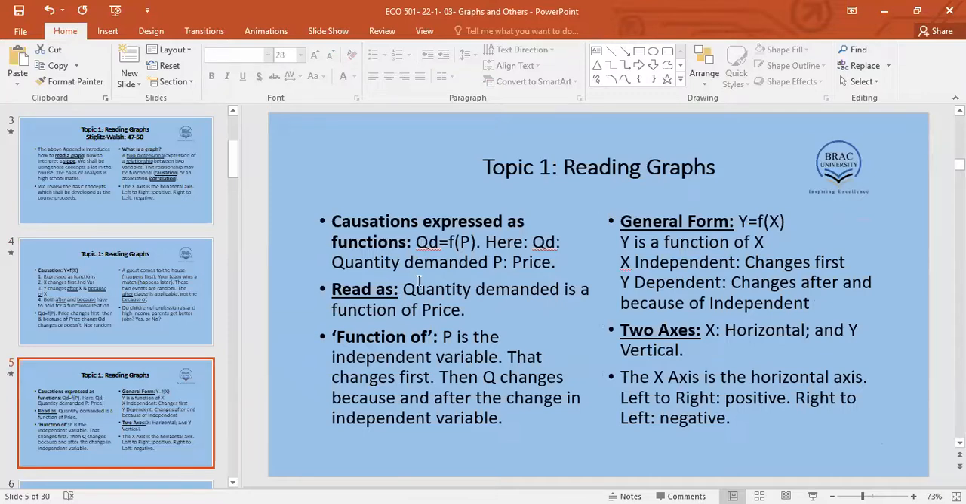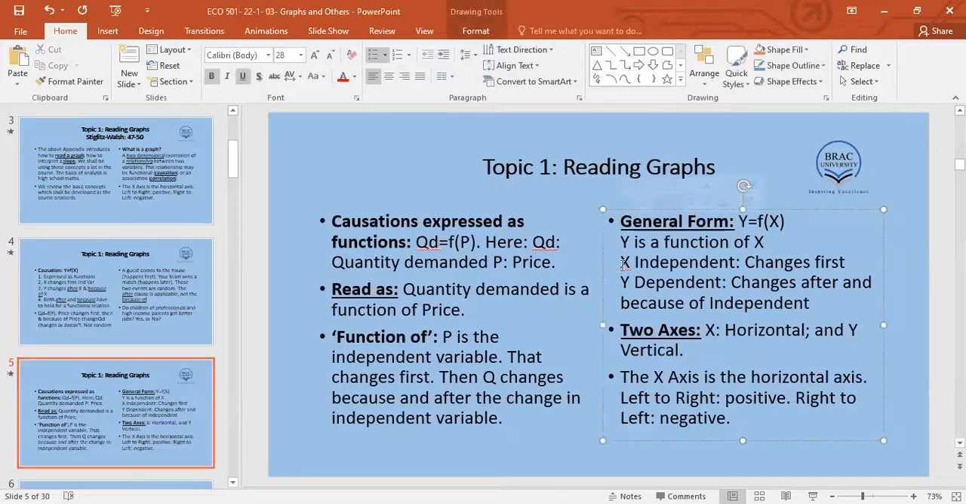We've discussed this, and this is function of. That means P is the independent variable, and Q is a function of P. So Q depends on P. P changes first, Q changes later. The general form is this, we know this.